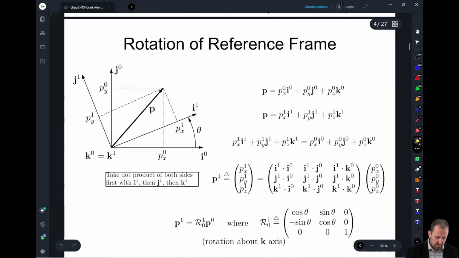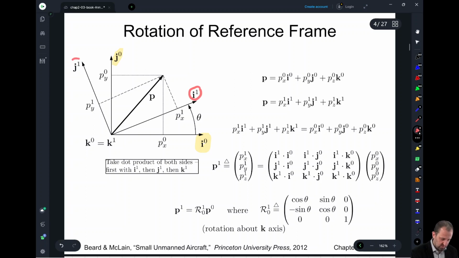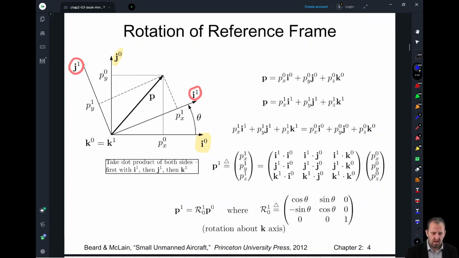So let's jump into rotations of a reference frame. In this case, this is exactly what we had talked about previously, where we have reference frame 0, which is denoted by I superscript 0 and J superscript 0. And then we have also our reference frame 1, which is, again, I superscript 1 and J superscript 1. Now, the book has fantastic notation all over the place.